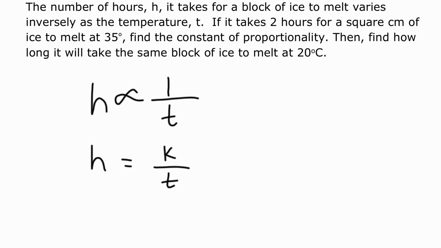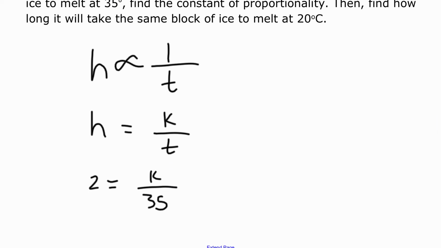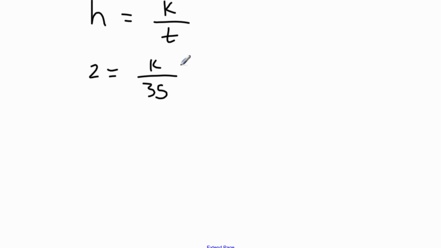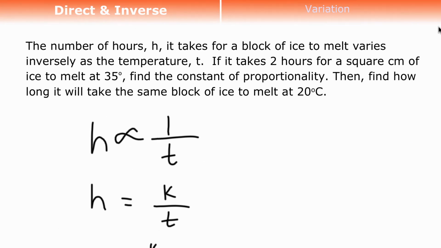And then I'll do the same thing as I did before. 2 hours to melt at 35. So the hours is 2 equals K over the temperature, 35. So solving this equation, instead of dividing this time, I have to multiply both sides by 35. So I get a constant is equal to 35 times 2, or 70. So now my equation I can rewrite as hours is equal to the constant, which is 70, divided by the time. Now let's look to see if they have another question.